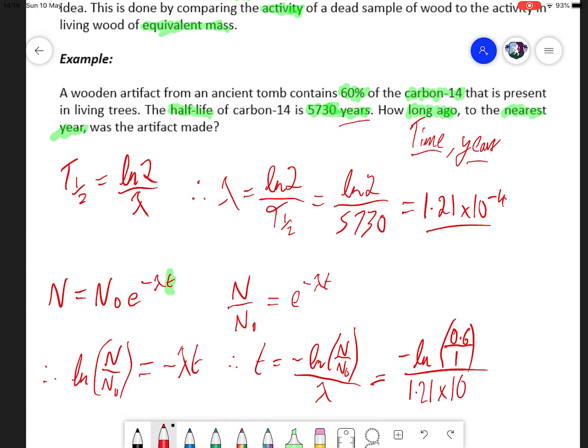Now take care when plugging this into your calculator. I would recommend using even more brackets than I have in this instance, but as long as it is clear, it should work out. And we end up with an answer of 4,222.81 years, which you should then obviously round in your final answer in the answer box to the nearest year.